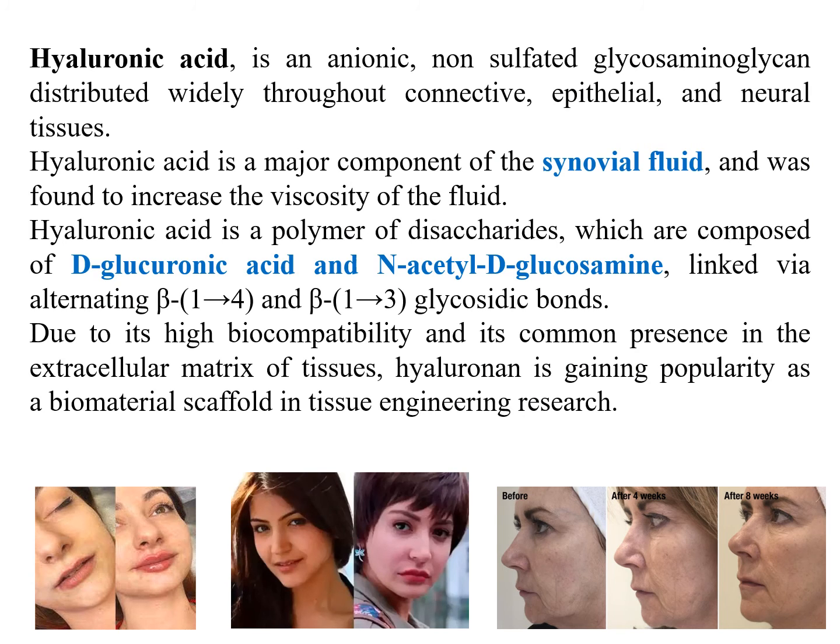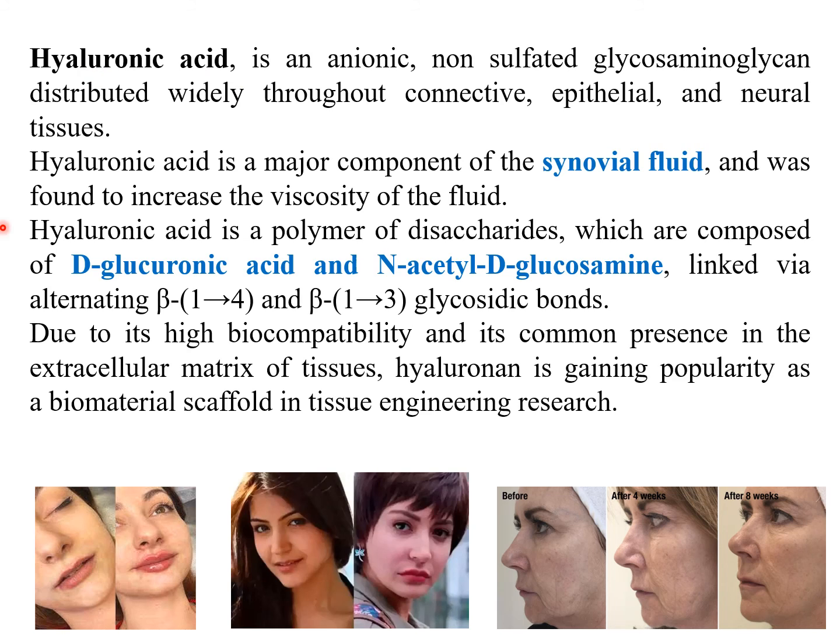Yes, there is a natural grease in our joints. That is nothing but hyaluronic acid, which is a polymer of glucose. It is an anionic, non-sulfated glycosaminoglycan distributed widely throughout the connective, epithelial and neural tissue. Hyaluronic acid is a major component of the synovial fluid and was found to increase the viscosity of the fluid, so it will act as a shock absorbent.